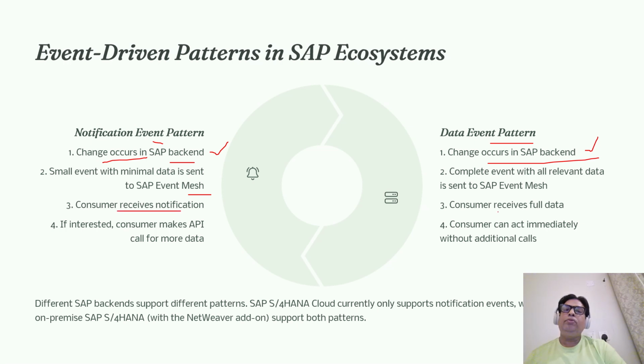The consumer receives the full data if it is a data pattern. A complete event and the relevant data is sent to the event mesh. So here the event with the relevant data is also sent in the data pattern. If the interested consumer makes an API call for more data, generally with a notification, they can also create an API call. That API also does a synchronous communication call. A consumer can act immediately without additional calls.